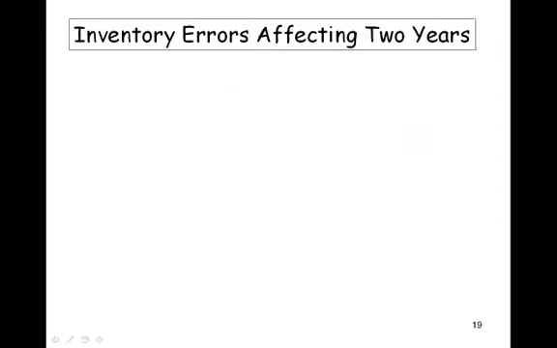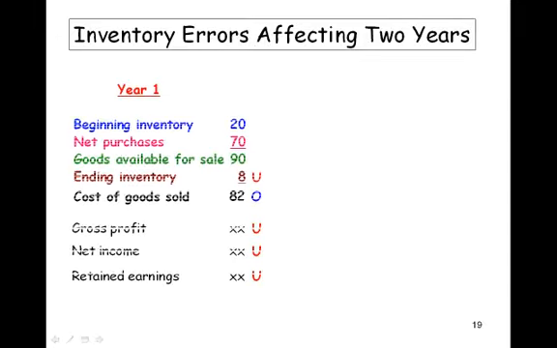Let's use example 3 to illustrate another concept. What is the effect on retained earnings over a 2-year period when there is an error in inventory? Using the same facts from example 3, in which the correct ending inventory balance is $10, we see the following effects that were described in the previous slide. Next, let's look at year 2.